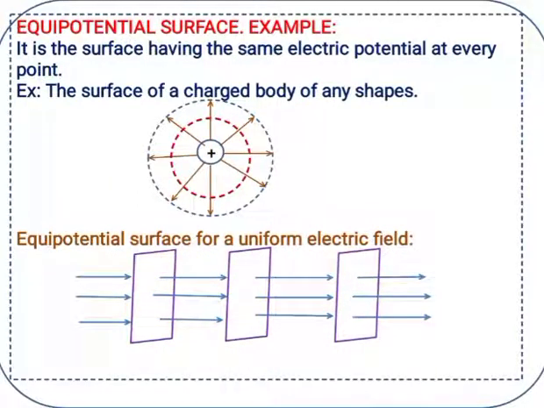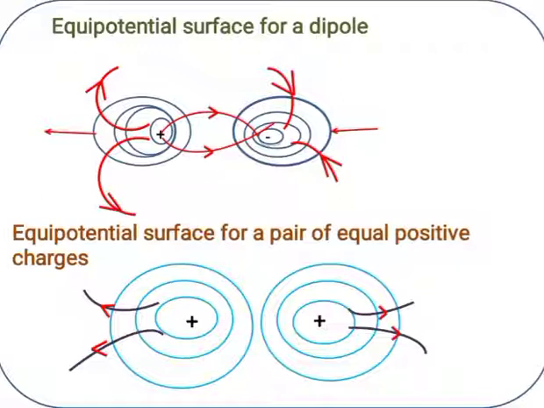Next, suppose we consider the dipole. The charge surrounded area, this surface, and this charge surrounded area surface. Here also we can study the electric potential. So this is also one more example, an equipotential surface for a dipole. Dipole means what? Positive and negative charge. If both poles are present, then we say that it is a dipole.